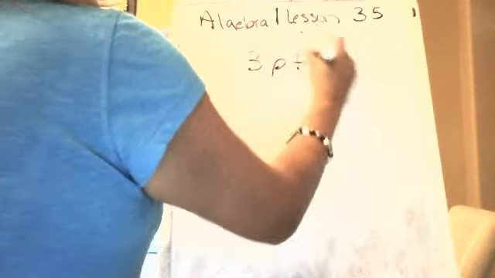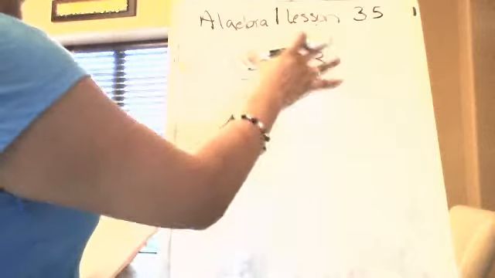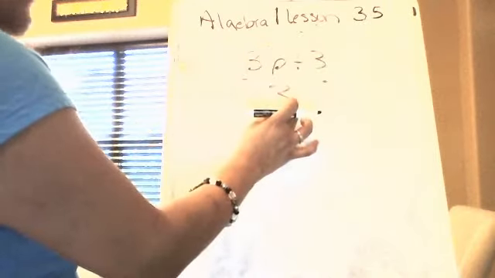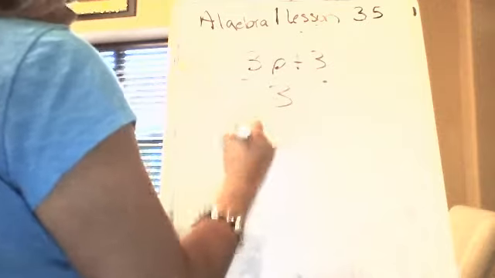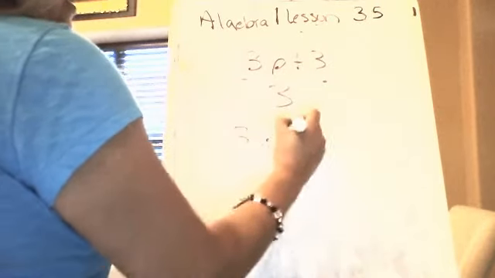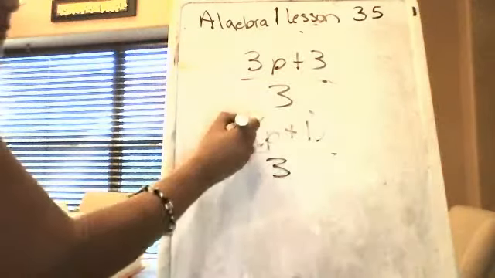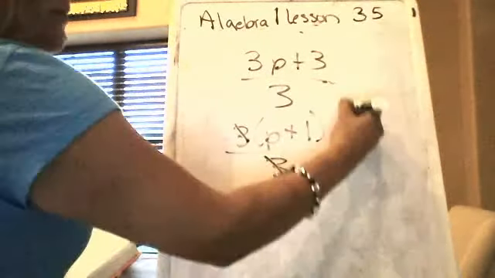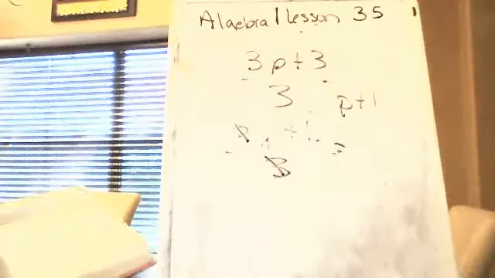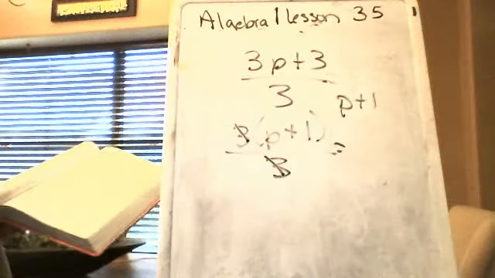3p plus 3 divided by 3. Well, these go together. They're addition, so you can't reduce these 3. But what I can do is factor out a 3 out of each term, and I'm left with p plus 1 over 3. Now, my 3's can cancel out, and I'm left with p plus 1. Okay, so let's look at another one.